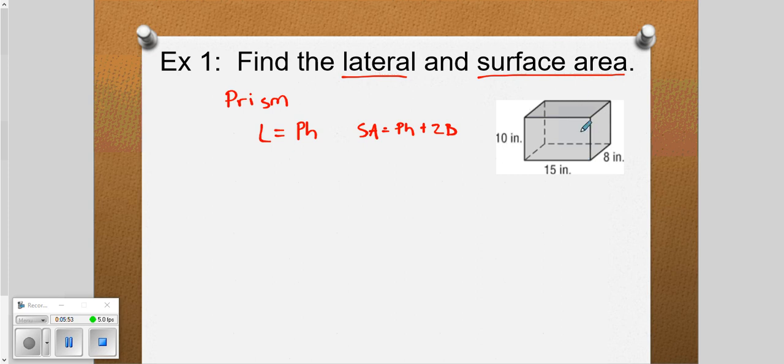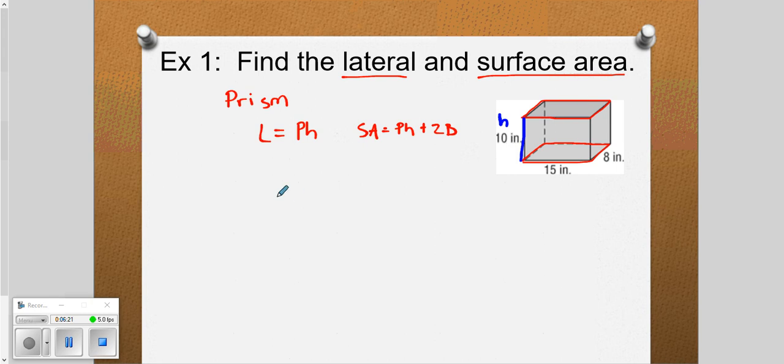So it could be our top and our bottom, the front and the back, or it could be the left and the right. So for simplicity's sake, I'm going to choose the bottom and the top. So those are my bases, because I chose them. Once I've chosen those as my bases, I forced the 10 to be the height, because it's the measure from base to base. And now I can figure out everything I need to figure out.